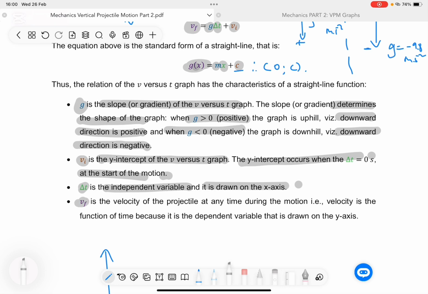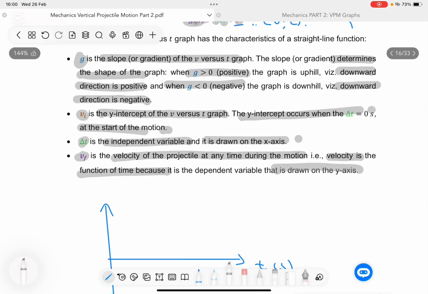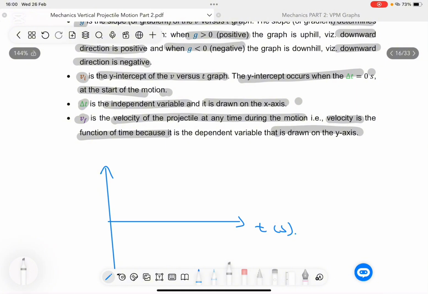Now that is our velocity here, is the velocity of the projectile at any time during the motion of the projectile. And as I said, it is the function of time. It depends on time, and that means it is plotted on the y-axis because it is influenced by the time as it increases. Also here we'll see what happens. Will this decrease or increase? So that means here we're going to write v because it's a variable that will change as time changes and is measured in meters per second. Remember that this is the velocity, that's why we're measuring it in meters per second.